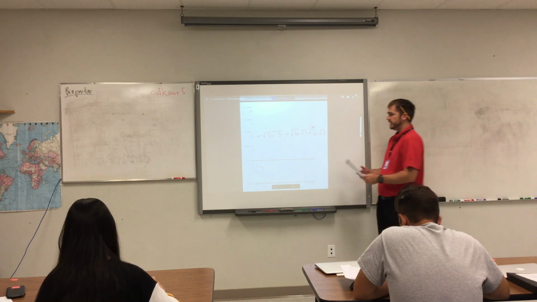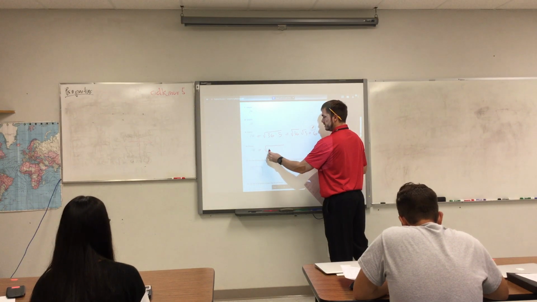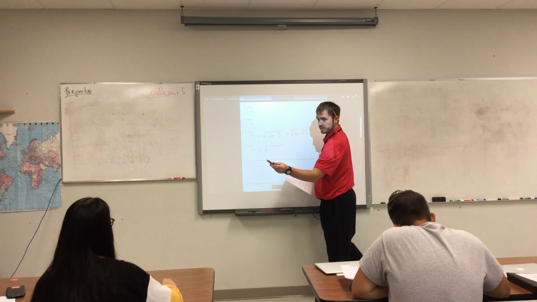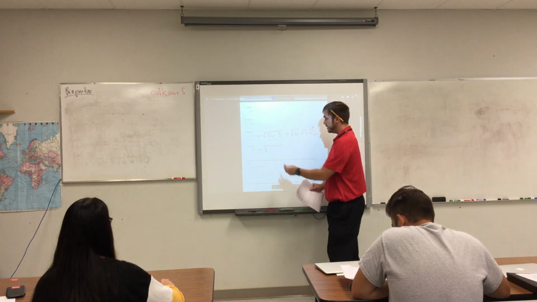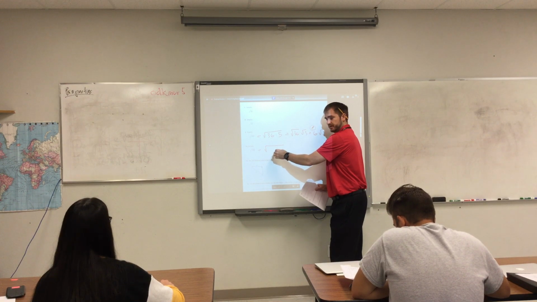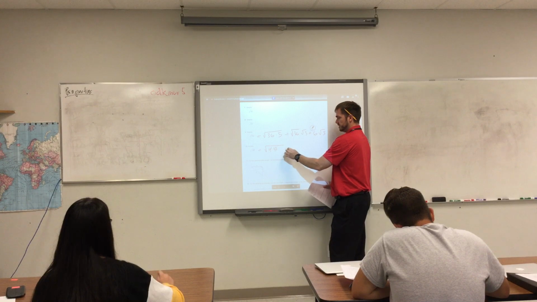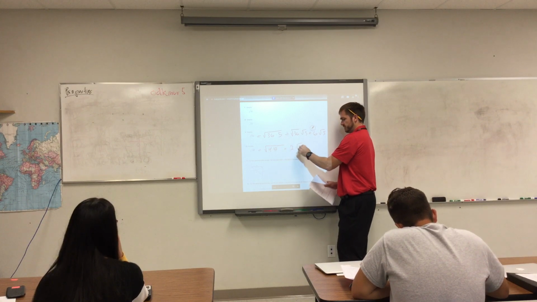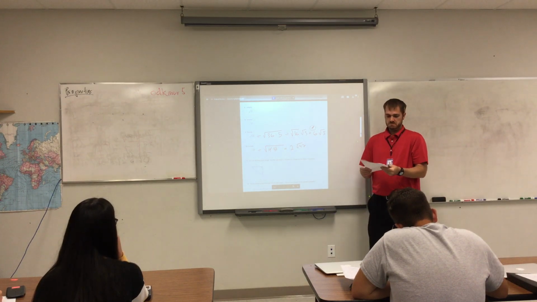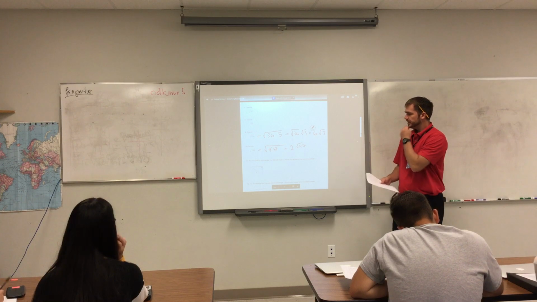Did anybody split up 188? What was it? Say it again. 47 by 4. 4 is the biggest perfect square that goes into that? Yeah. Oh, wow. So the square root of 4 is 2, so you just have 2 root 47? Yeah. You are correct. All right.